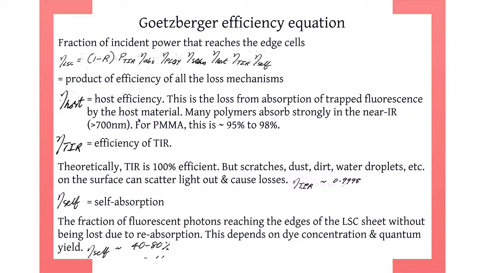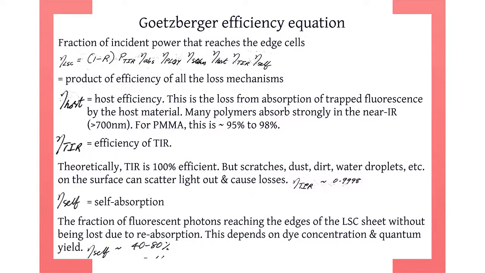Oh, there's a couple more terms. The next term is the eta host, which is the host efficiency. This is pretty simple. This is just saying how much light is absorbed by the host material itself, which can be glass or plexiglass or whatever, some sort of polymer material. But generally, it's very low. Some polymers are better than others. For PMMA, which is plexiglass, it's about 95 to 98%.